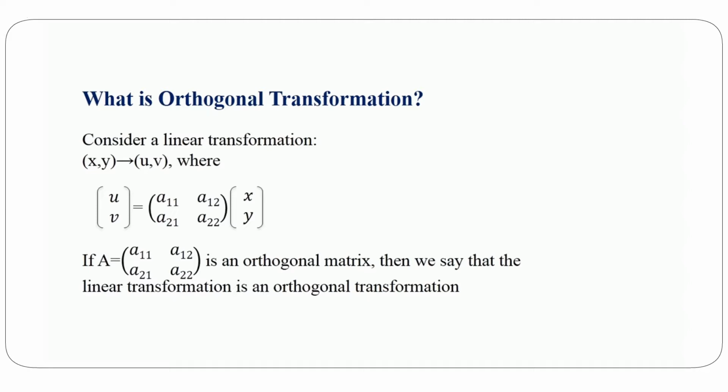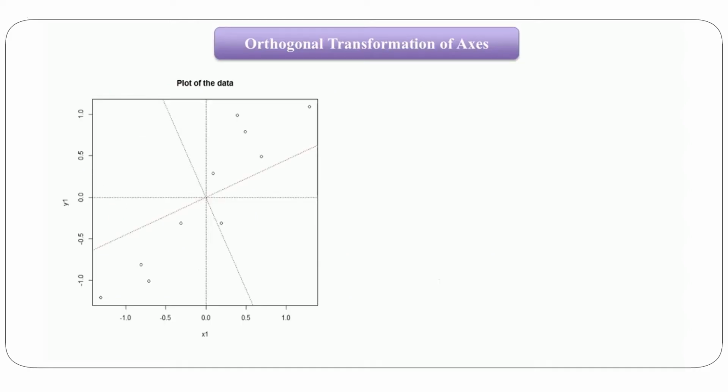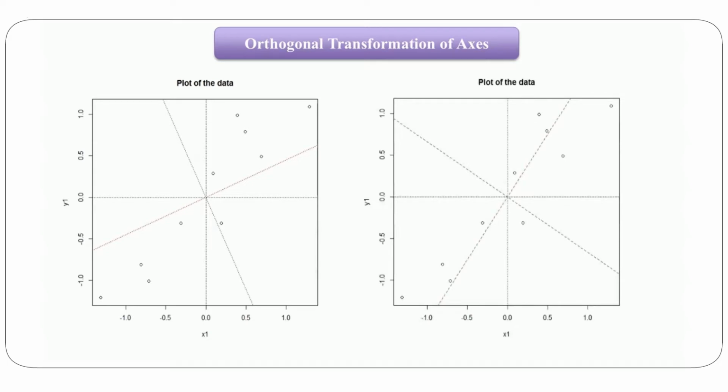Any linear transformation basically leads to a rotation of the axis. An orthogonal transformation also leads to a rotation of the axis, and an orthogonal transformation retains the orthogonality of the axis. So, here is in particular one such orthogonal transformation of the axis. If we rotate the axis further, then we have another orthogonal transformation of the axis, which is given by this second plot. So, this is all about orthogonal transformation.